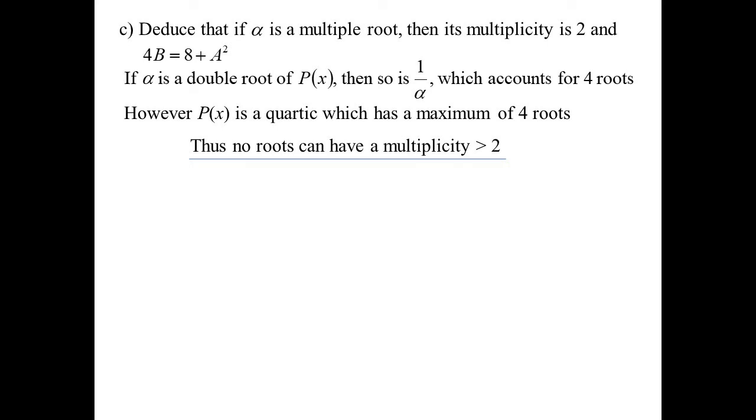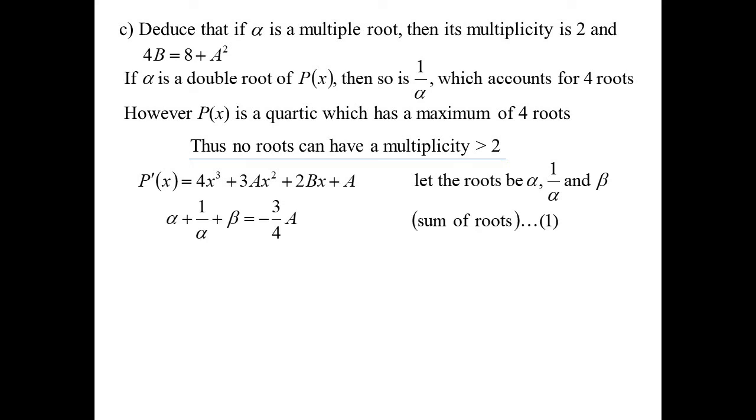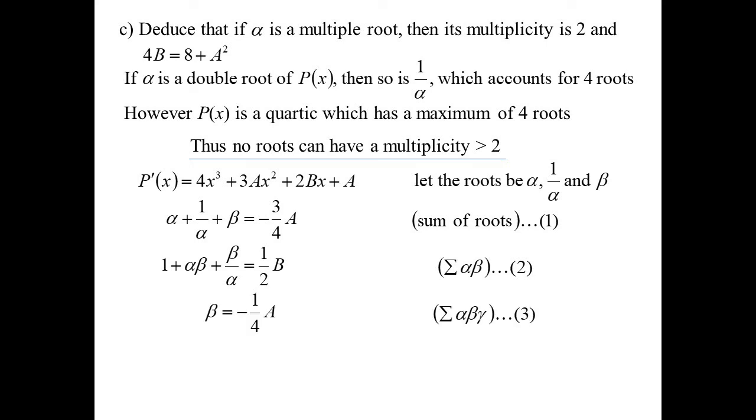They want us to show 4b is equal to 8 plus a squared. Well, because I now know it's a double root, I know it's a solution to the derivative as well. So I differentiate the polynomial. Alpha is a root of this because it's a double root. 1 on alpha must be a solution to this as well because it also is a double root. There must be a third root because it's a cubic. Well, let's just call it beta. So the sum of the roots will be minus 3/4 a. The sum of the roots 2 at a time will be a half b. And the sum of the roots 3 at a time will be minus 1/4 a.